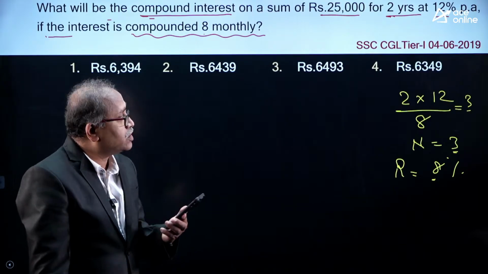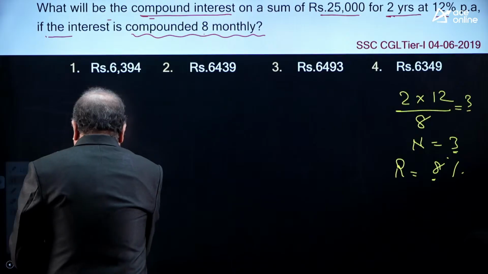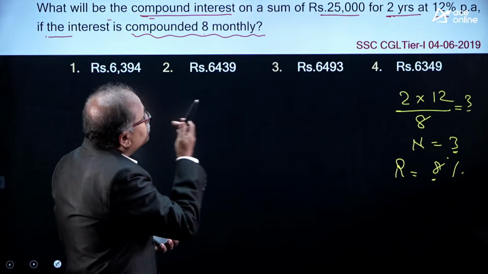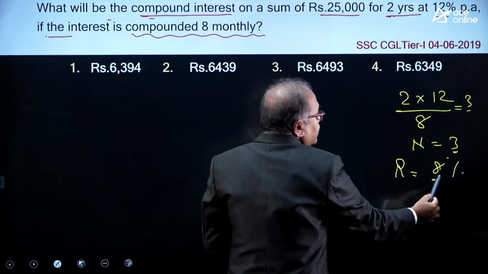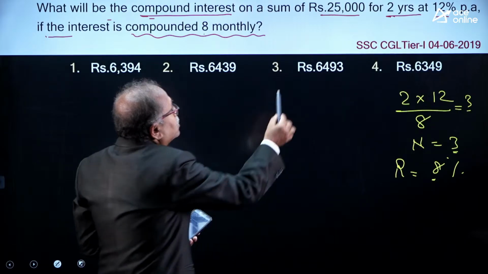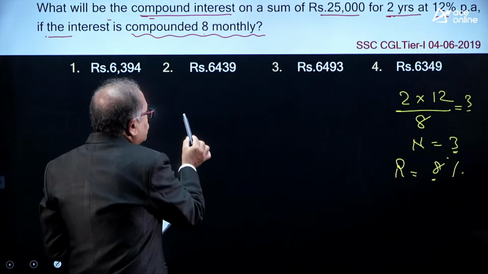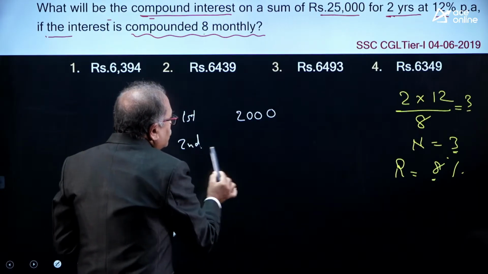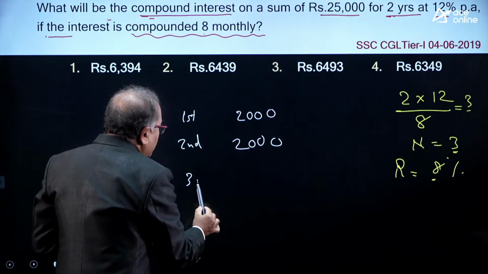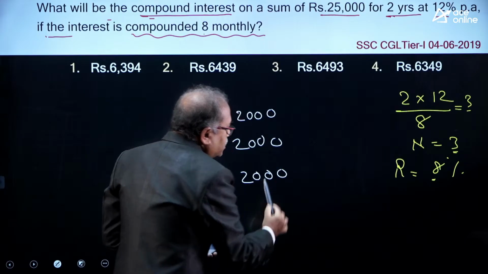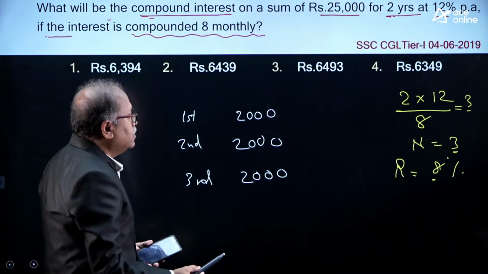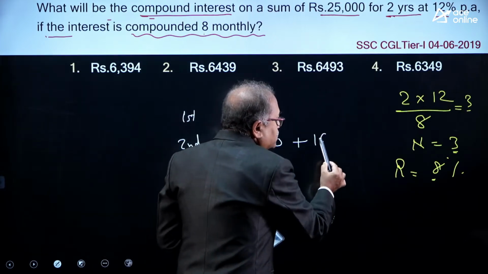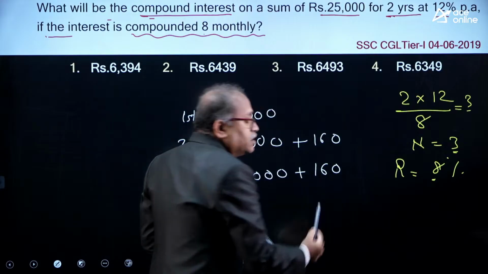It is your choice the way you answer the question. If you ask me, Narendra, how will you answer the question? I noticed that 25,000 is a very round figure and the rate of interest is 8%. So, 25 into 8 comes to 200, that is 2000. So, the first 8 months is 2000, and the next 8 months will also be 2000 because the rate of interest will be the same, and the third 8 months is also 2000. Now, what is the additional thing I need to do over here? I need to take the 8% of this, which is 160, and this 160 is interest on interest.